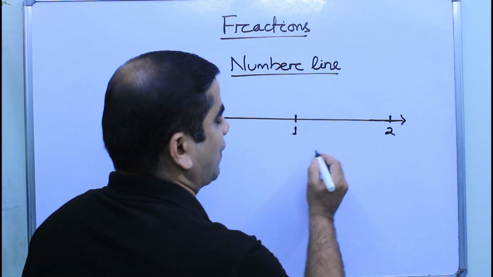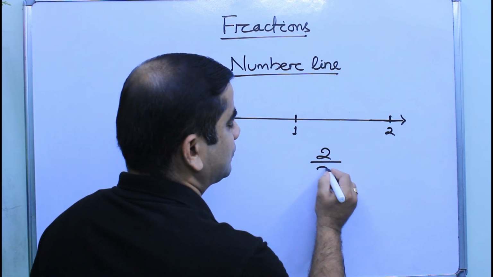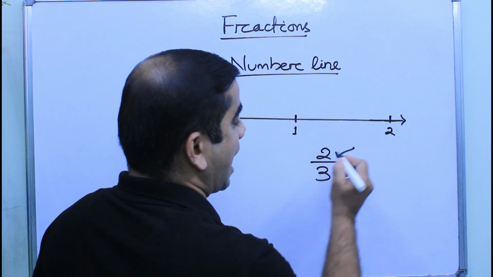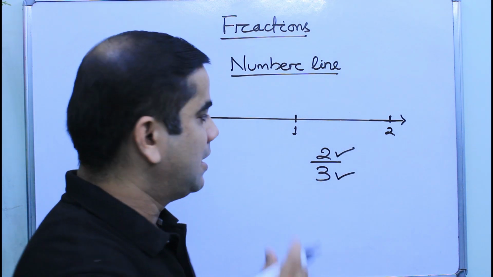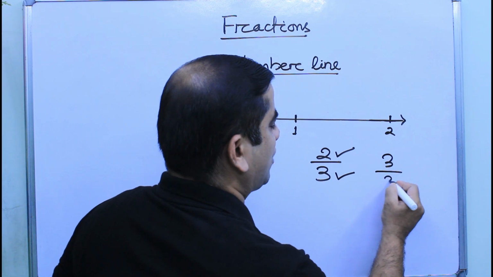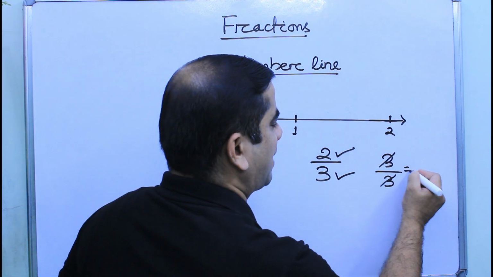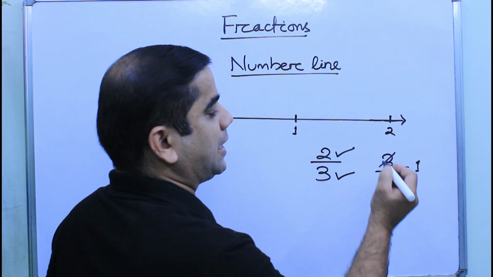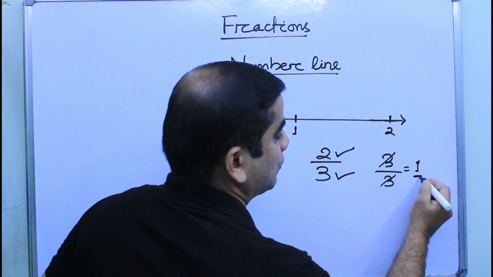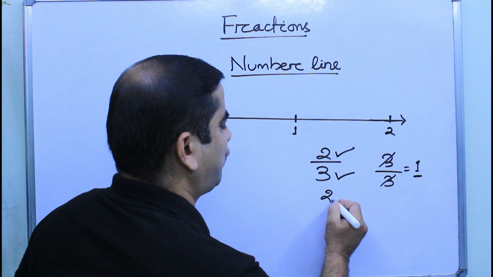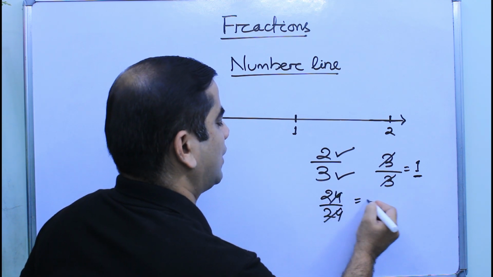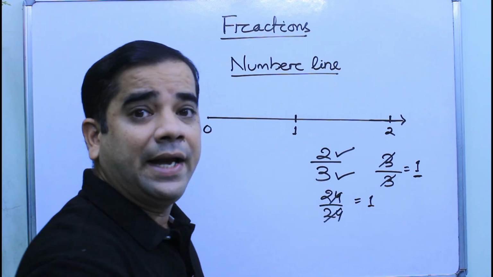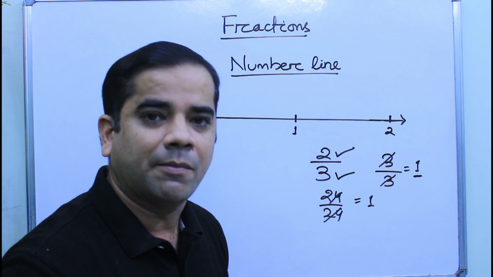Now let us consider a fraction 2 by 3. So what does it mean? This is 2 parts out of 3 equal parts. If we take 3 parts out of 3 equal parts, we can cancel them and it is 1. That means whenever we have the same numerator and denominator, they give us the value 1, which is a whole. Let it be anything, 24 by 24. 24 ones are 24.